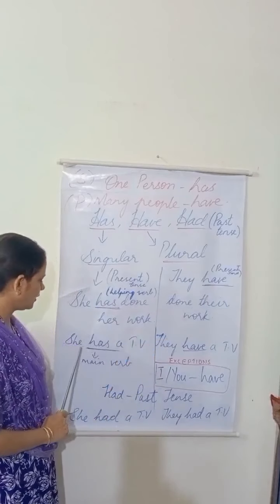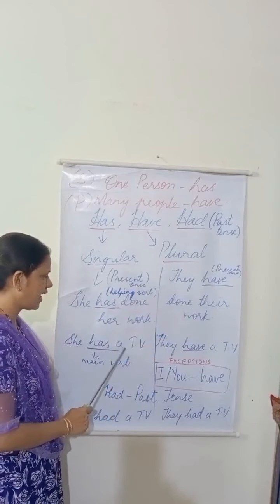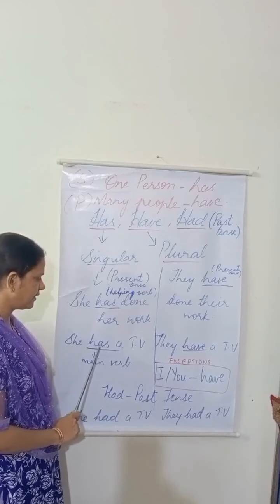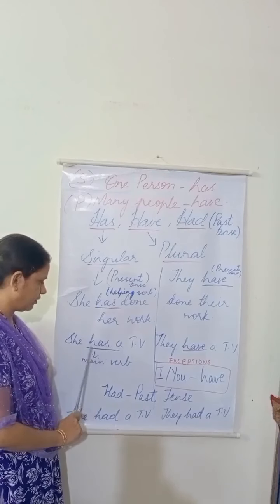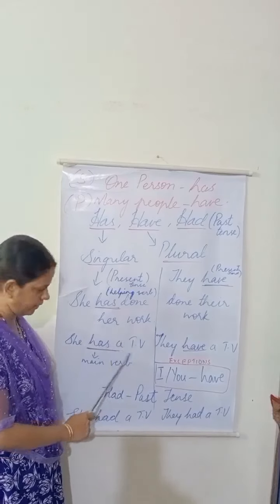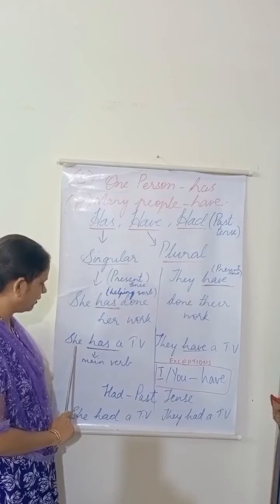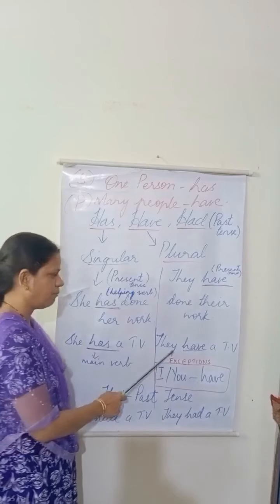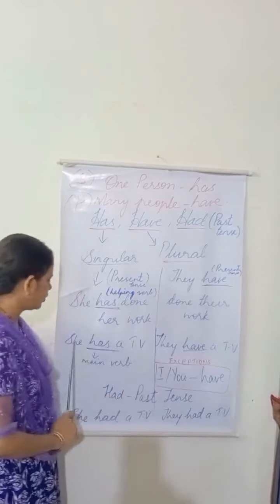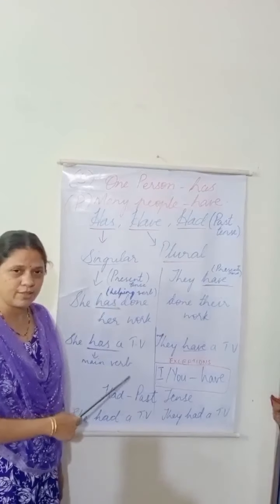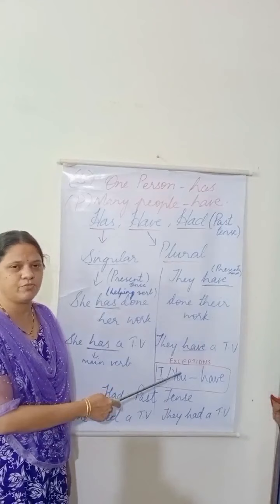Now you go on to see this second sentence here, girls. She has a TV. Here the main verb is has, and it suggests a possession. She possesses a TV. So same thing, if there is only one person or thing here, you use has. If there are many, you use have. The child, for example, the child has a beautiful frock. The children have beautiful frocks.